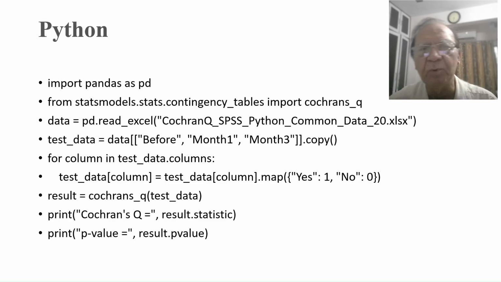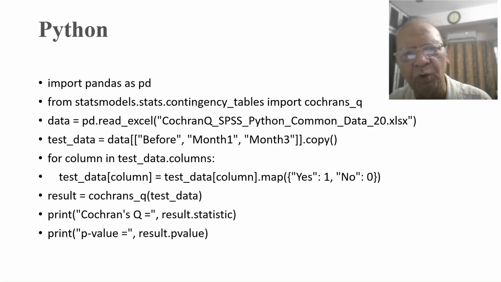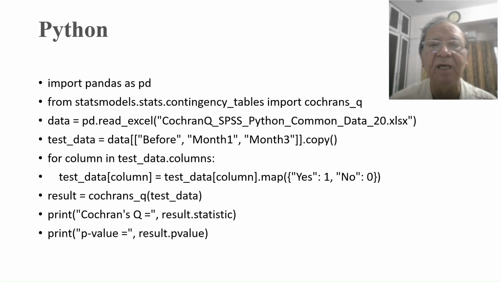We first import pandas as pd, then we import cochrans_q from statsmodels.stats.contingency_tables. Our data is, we read the file, an Excel file. Now I have saved this file in one of my folders. It is an Excel file. And the test data is data of before, month 1, month 3, which is in the square bracket. And then we say dot copy.